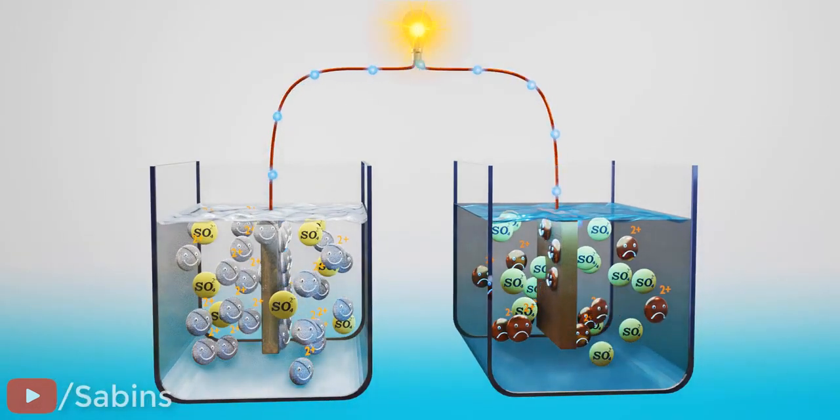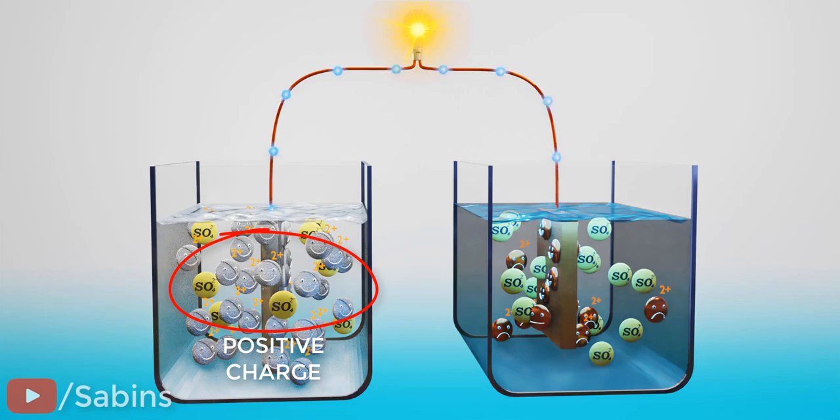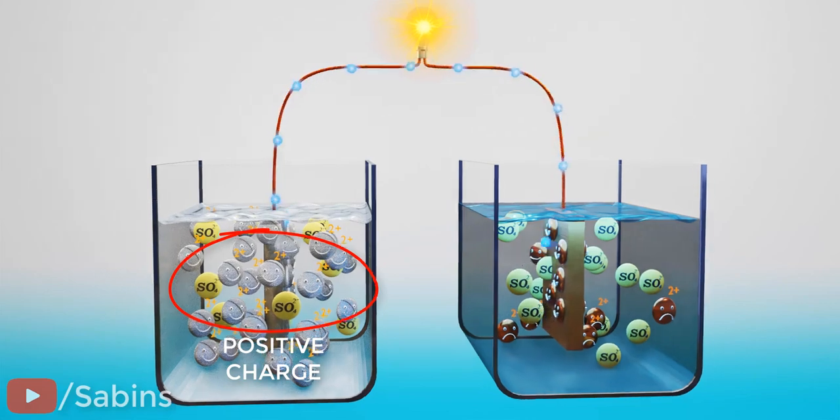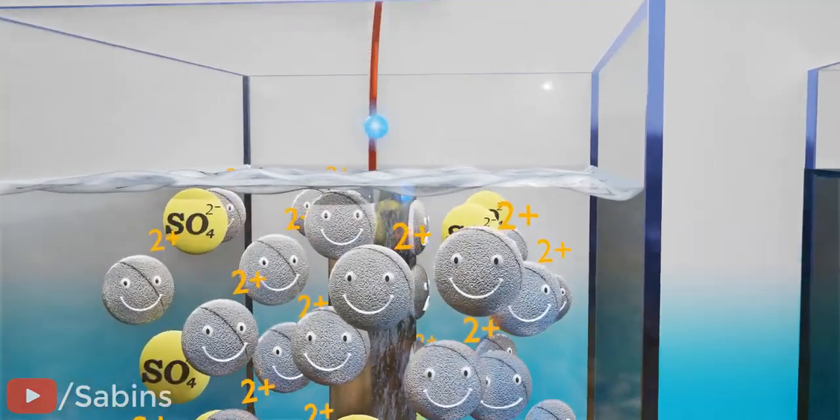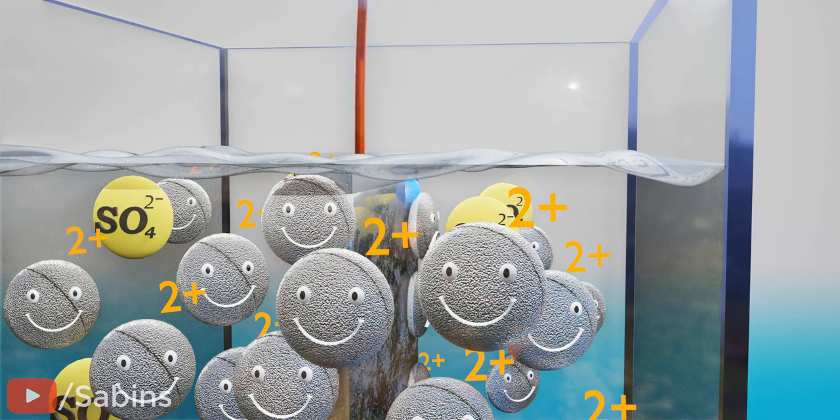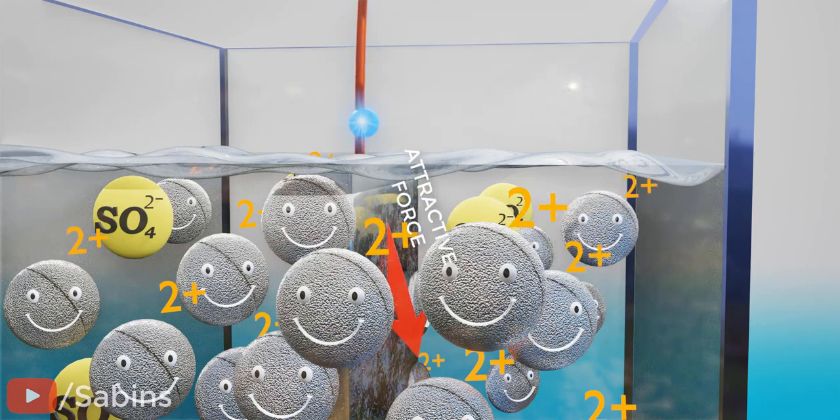However, there is an issue. You might have noticed that in the course of this process, positive charges are accumulated on the left side and negative charges are accumulated on the right side. As these charges build up, they block the journey of electrons.